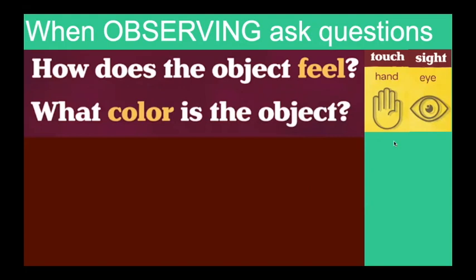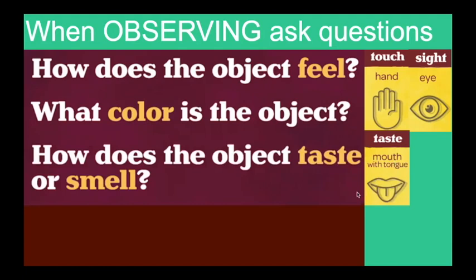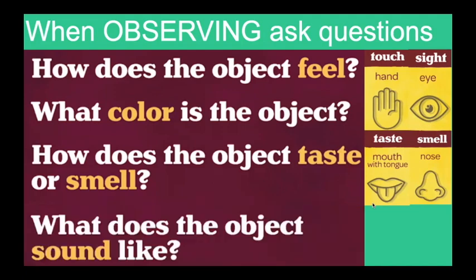So next question, what color is the object? Repeat after me. What color is the object? And we use sight, or eyes, to identify color. So next question, how does the object taste or smell? We use our mouth with tongue and nose to smell. And what does the object sound like, right? And we use our ear to hear sound around us.